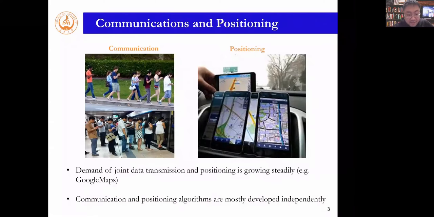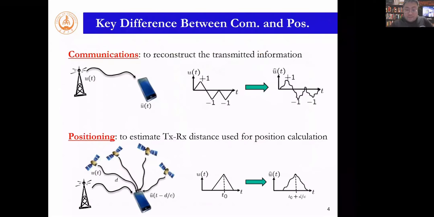So far, we know that these two systems, communication and positioning, have been developed independently. What does it mean? It means that companies like Huawei developed communication systems like 5G or 6G, more or less designing a system regardless of positioning. The same thing holds for positioning: if we want to design a positioning system for GPS or for Beidou, normally we don't care about communication. That is the situation at the moment. And I will talk a little bit later about joint communication and positioning.